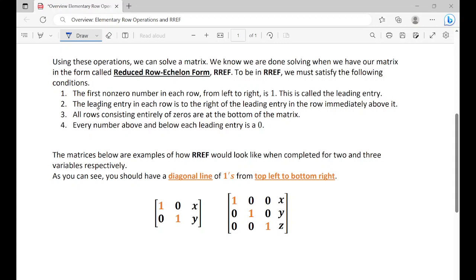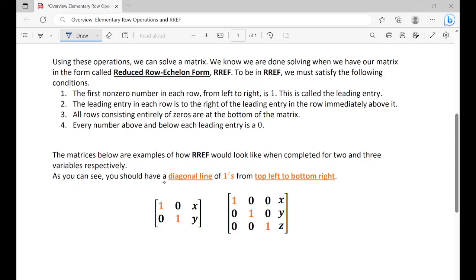2. The leading entry in each row is to the right of the leading entry in the row immediately above it. 3. All rows consisting entirely of zeros are in the bottom of the matrix. And 4. Every number above and below each leading entry is a 0. So, the matrices below are examples of how RREF would look when it's completed for 2 and 3 variables respectively. Obviously you can have more, but the same form is true throughout.